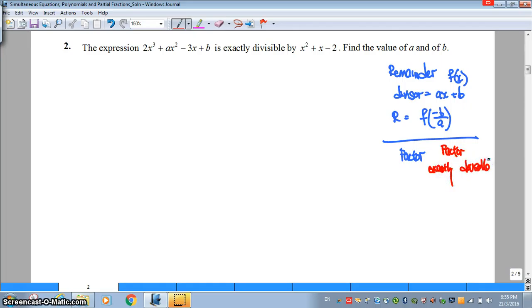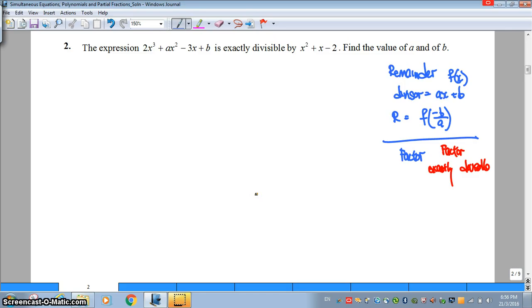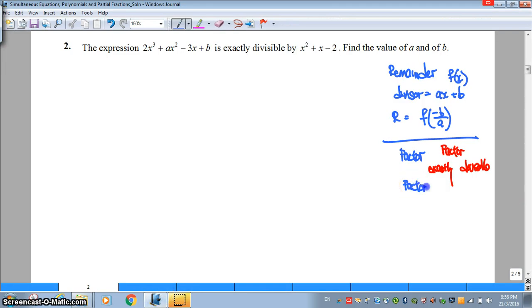The concept is the same. Meaning, if I were to make use of factor theorem, the divisor, or rather in this case to be more specific, the factor must be given. Let's say the factor now is x plus b. When you equate it to 0, the value of x will be equal to negative b. This means if you substitute negative b inside your polynomial function f(x), your remainder will be equal to 0 because it's exactly divisible.